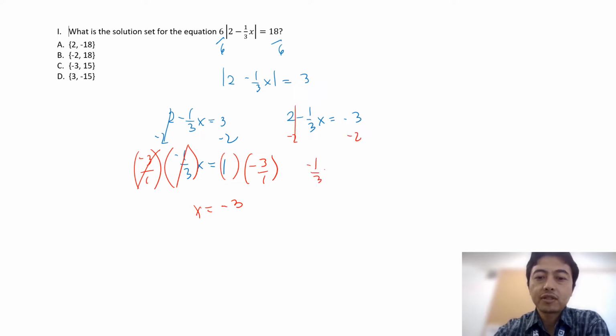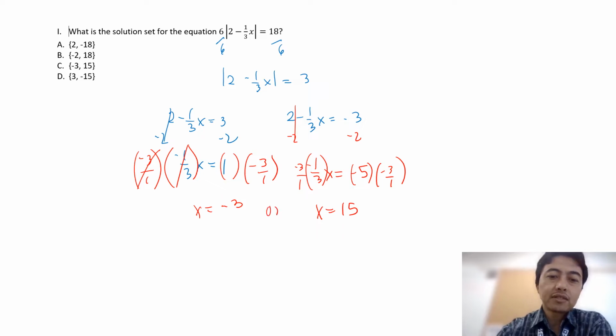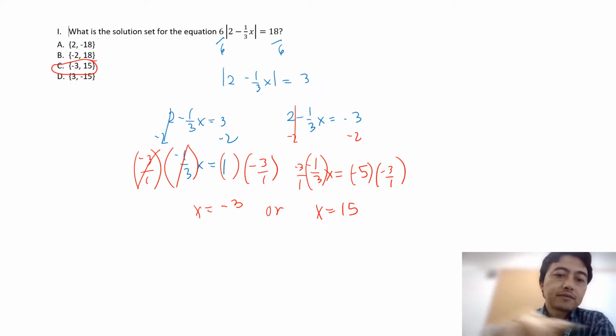We get negative 1/3 x equals negative 5. Multiplying both sides by negative 3 over 1, we will get x equals positive 15. So those are the two answers. So we have C.